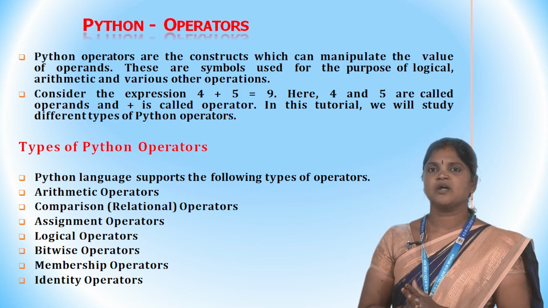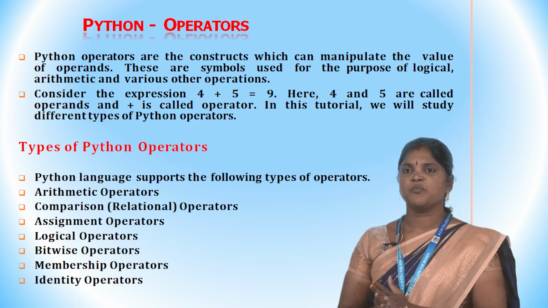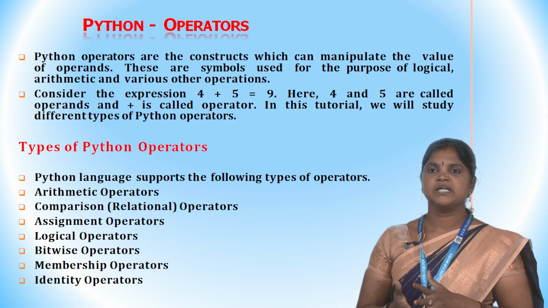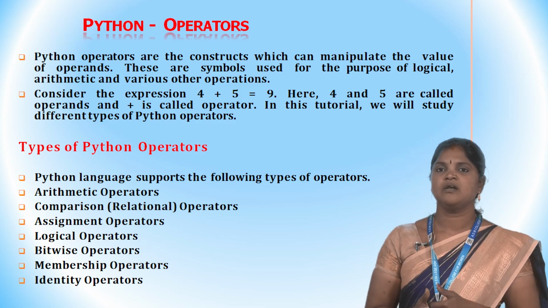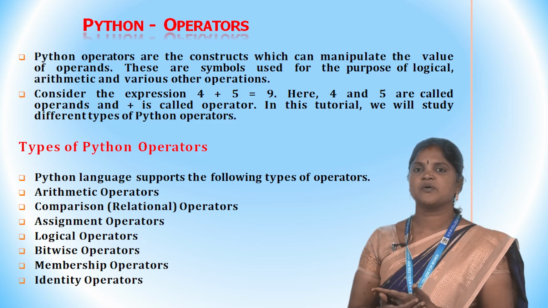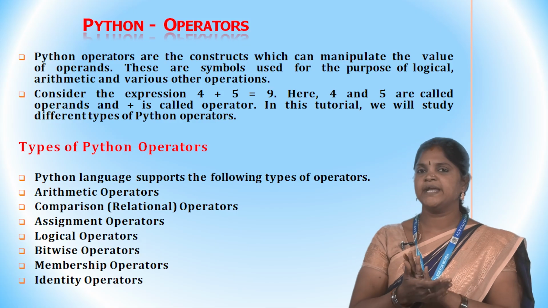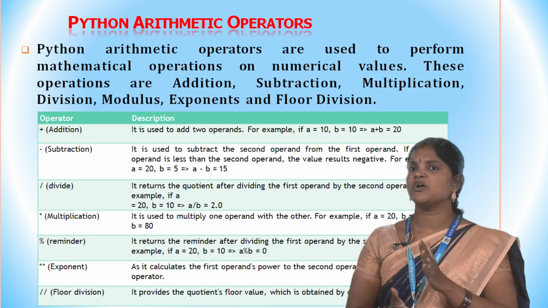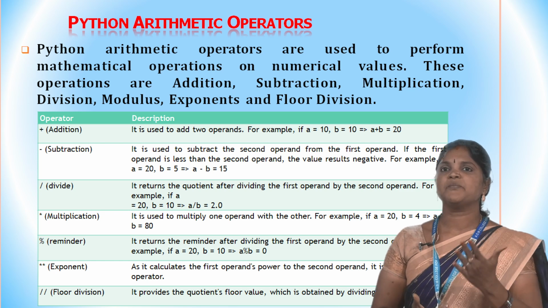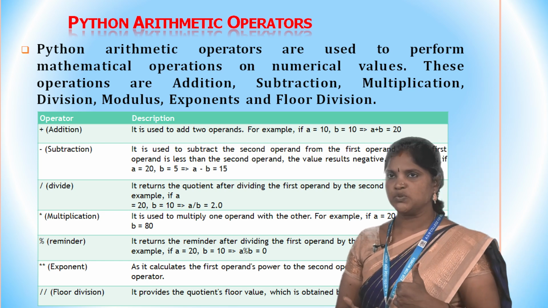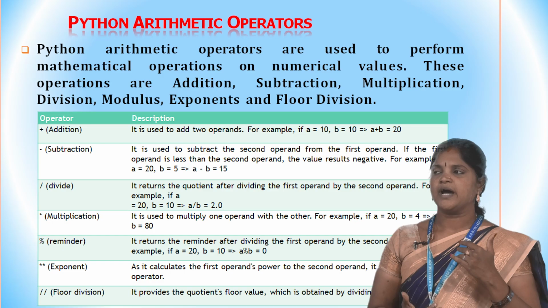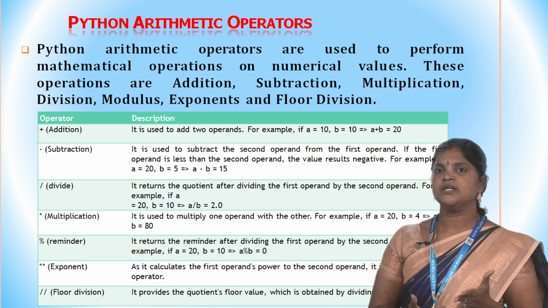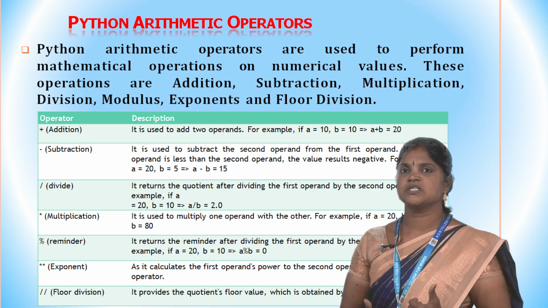What are the types of Python operators? The Python language supports the following types of operators. First one, arithmetic operator, comparison, that means relational operator, assignment operator, logical operator, bitwise operator, membership operator and identity operators. Python arithmetic operators. Arithmetic operators are used to perform mathematical operations on numerical values. These operations are addition, subtraction, multiplication, division, modulus, exponent and floor division.